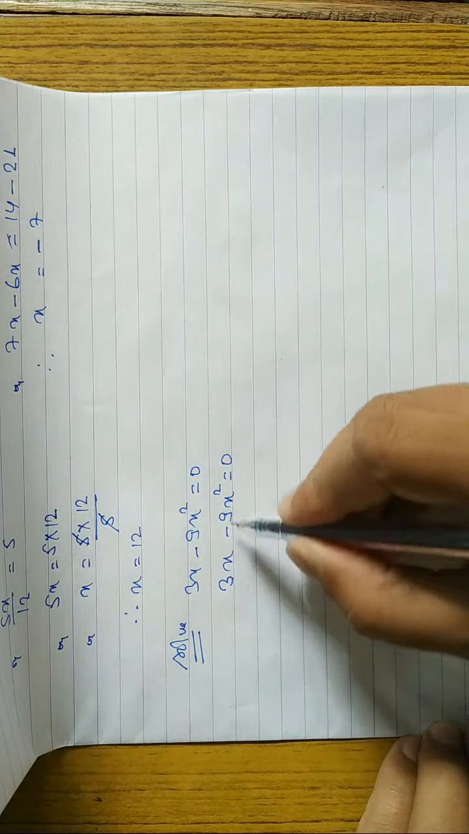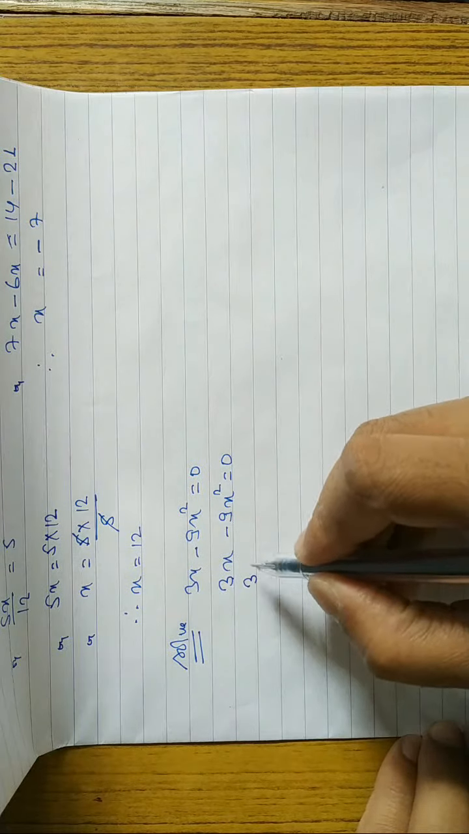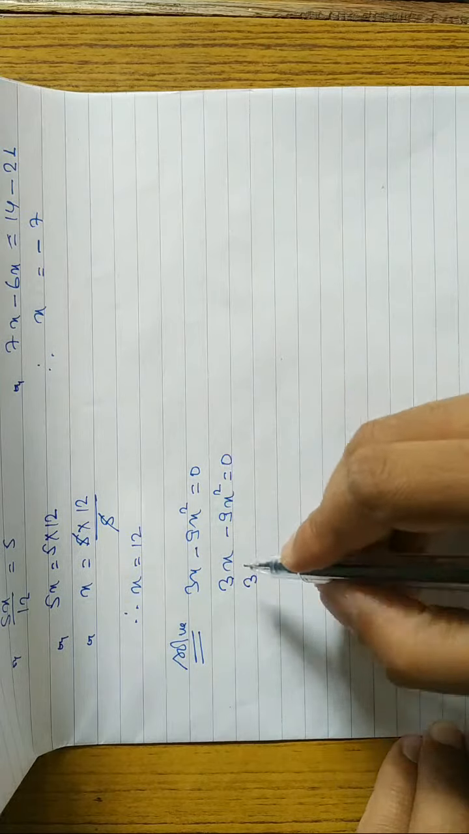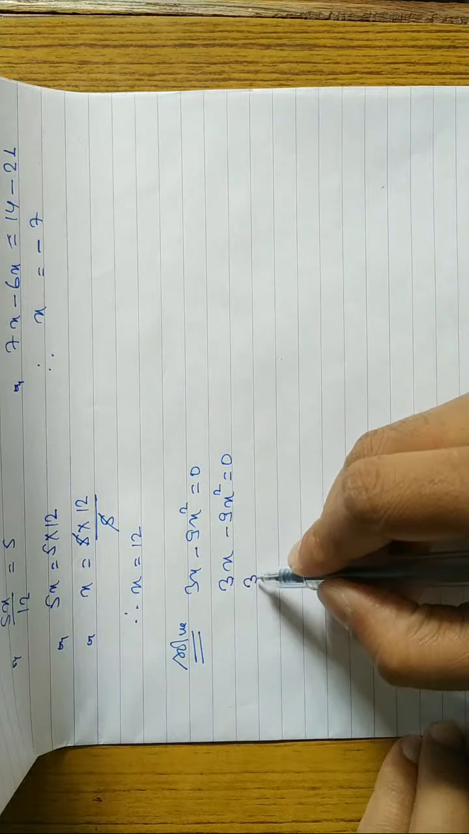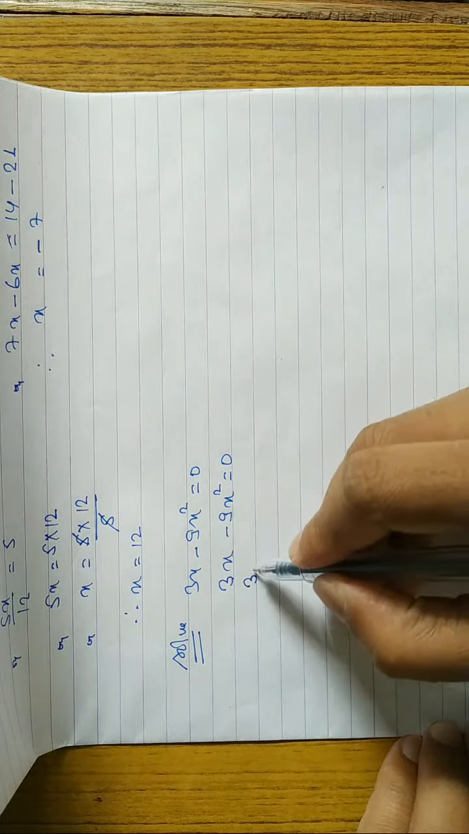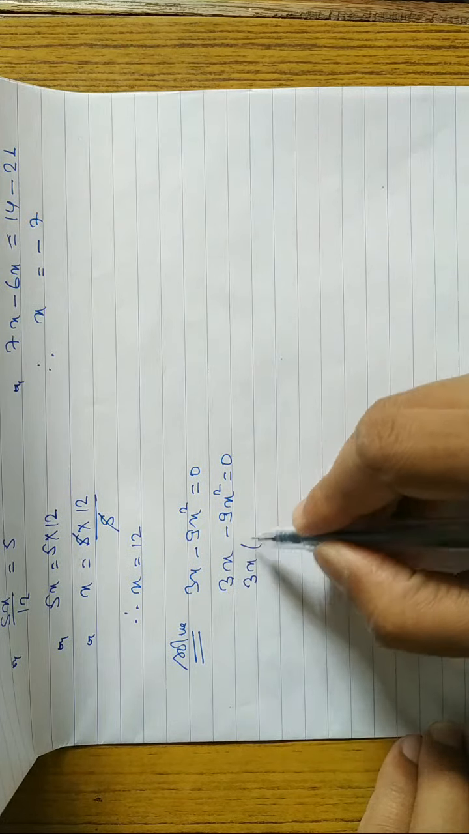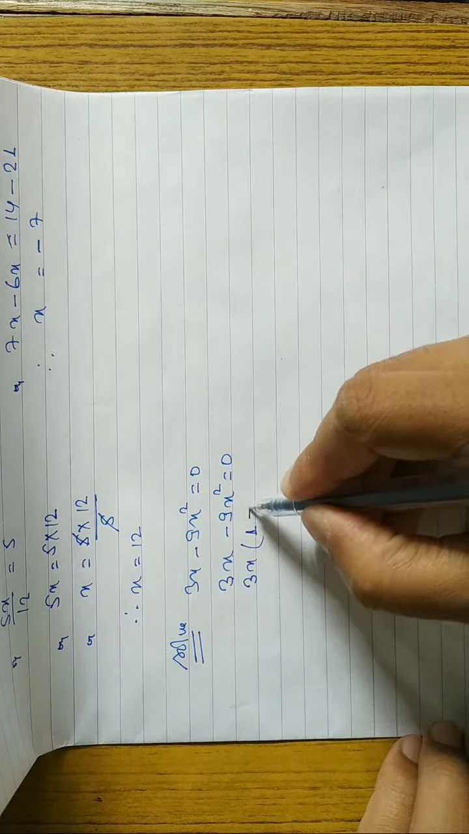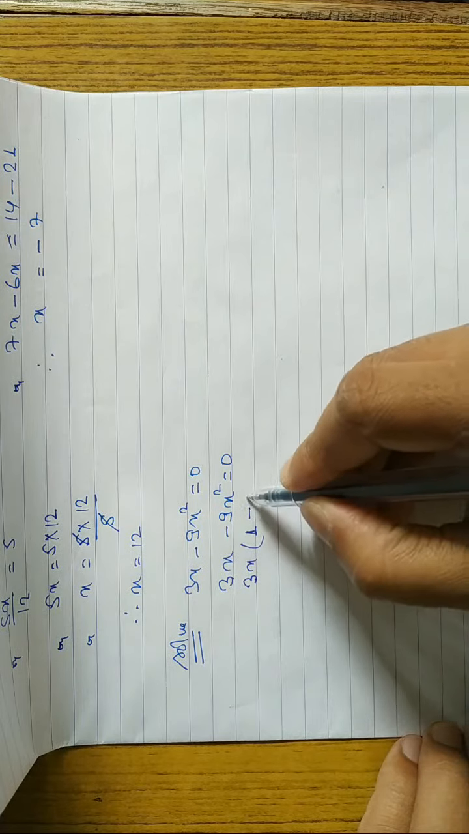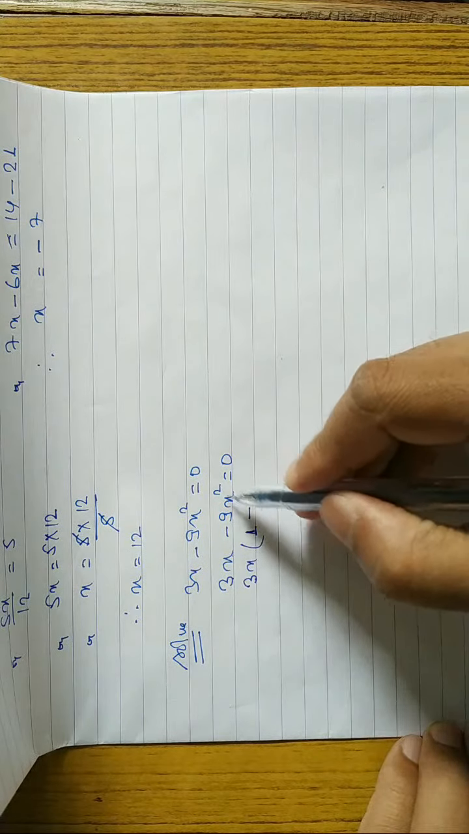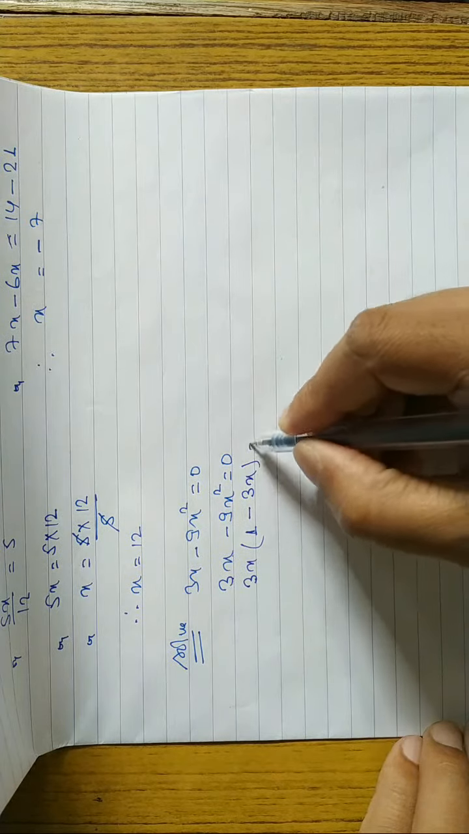So here we have 3 and 9, we have to take common 3. This question is from quadratic equation only. Common is 3. Here is x square, so common is x, we can take here. What is remaining here is nothing, so we have to write 1 minus 3 into which number it will be 9. 3 3s are 9. From x square, x is common, so remaining x is equal to 0.